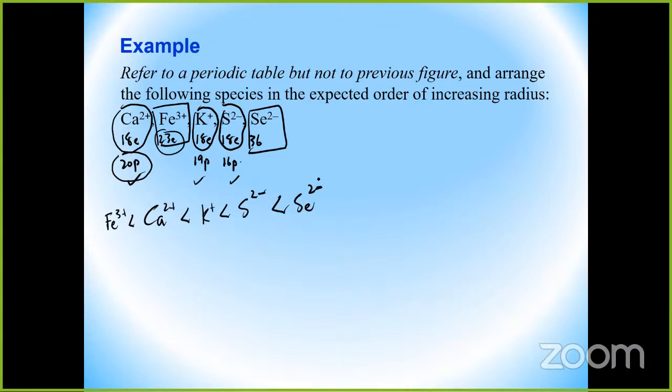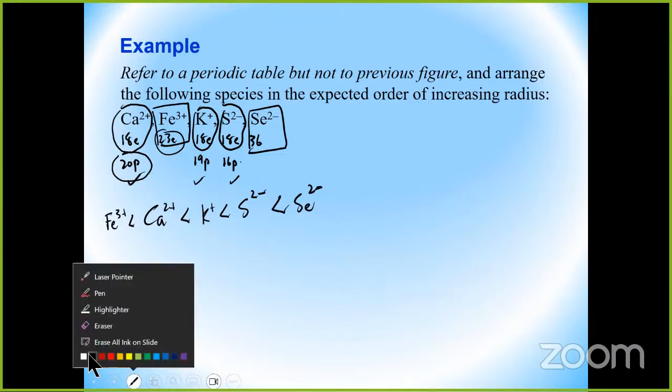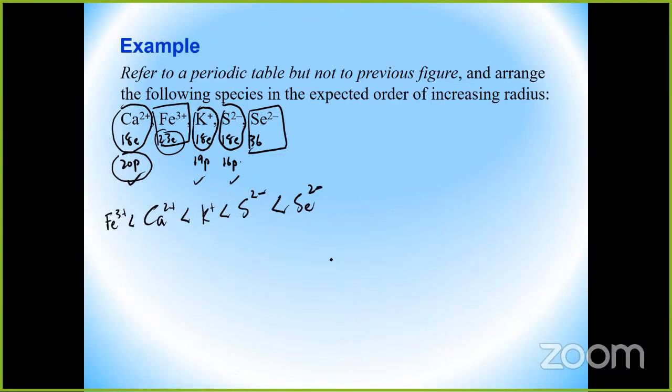All right. So selenide would be above sulfide because selenide is below sulfur. Remember that the trend of size increases going down the group. So the selenide would be the largest of these here, and then you have the others following. All right. Any questions about this?